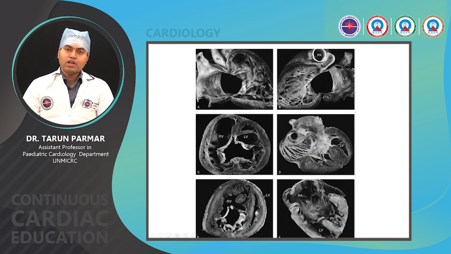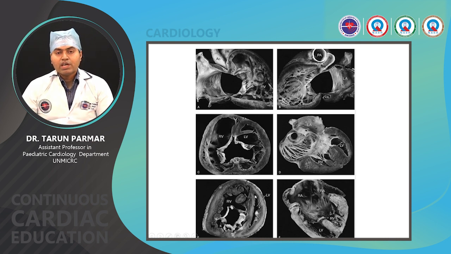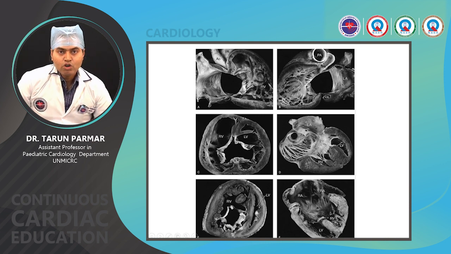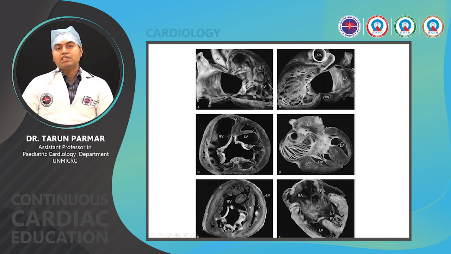This is showing the large AVSD. RA, RV is dilated. There is RVH. This specimen shows the unbalanced form of the AVSD in which RV dominance is there. You can clearly see RV is dilated and hypertrophied. LV is hypoplastic. Interventricular septum is bulging toward the LV.